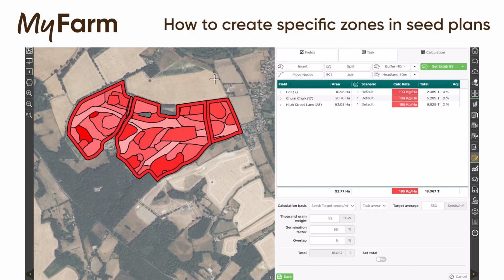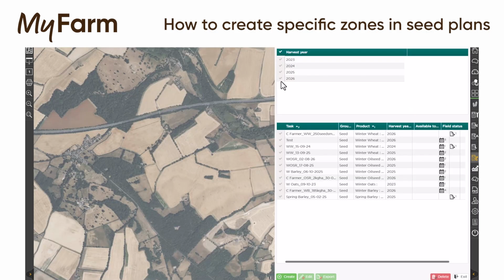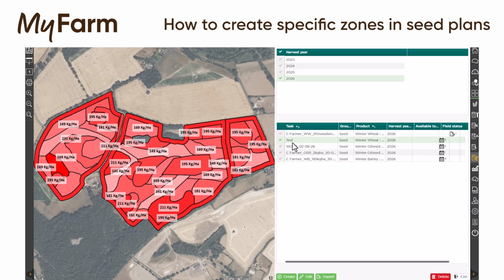Once you are happy with the plan, you can press Save. The plan will then appear under the relevant harvest year. If you select the plan and click Export, there are a few ways to send the plan to your drill.